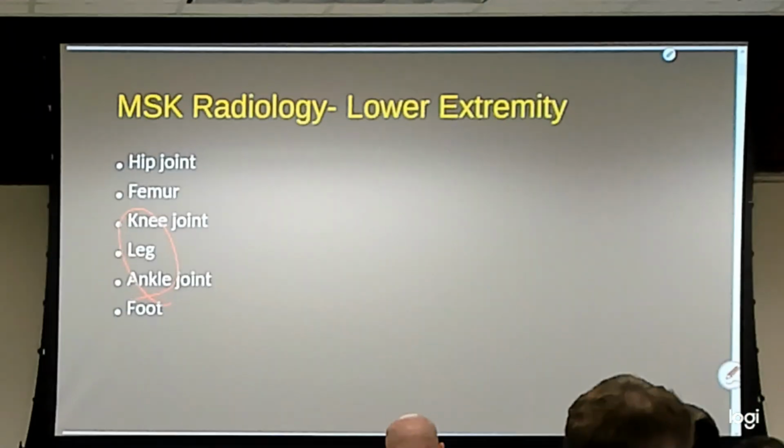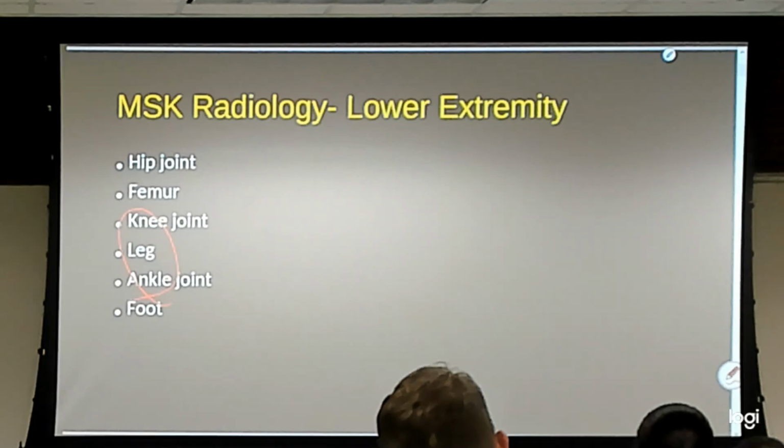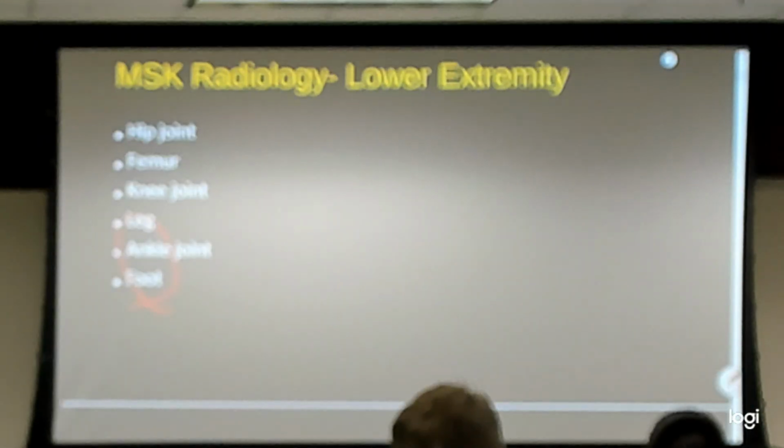With our imaging lecture and lab, we're going to go over the hip joint, the femur, the knee joint, and then the leg, and then the ankle joint and the foot. You'll notice I'll stay on that slide for a while as I talk.